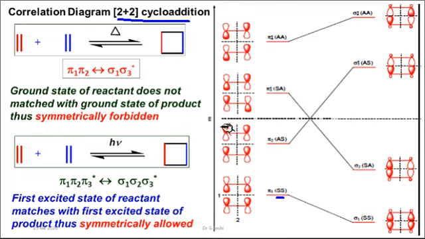Similarly, coming to pi 2, these two are symmetric about this vertical plane. If you see, this is the vertical plane, so towards the vertical plane the orbitals are symmetric, whereas towards this horizontal plane, these two lobes are empty lobes.